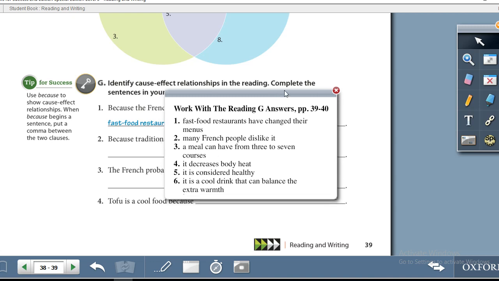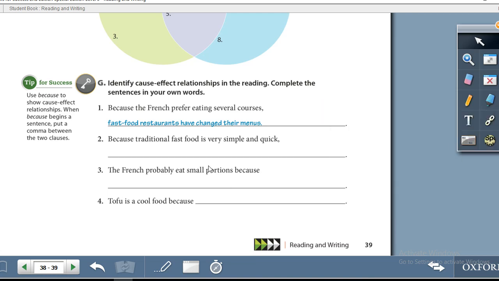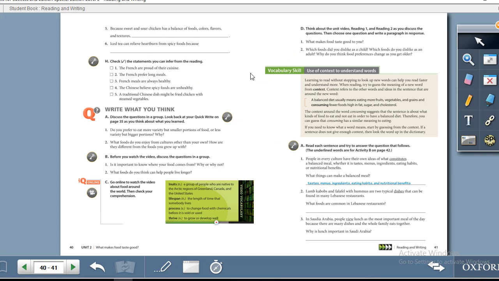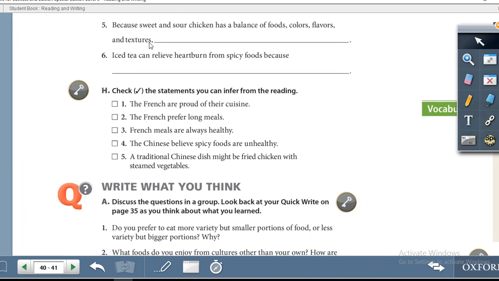So let's look at this answer key. Let's just focus on number 2. Number 2 says, because traditional fast food is very simple and quick, many French people dislike it. That's the answer for number 2, right? So that was a quick look at your answer key. Let us turn over to the next page. So as you can see, that particular question continues. Number 5 and number 6 continue on page 40.